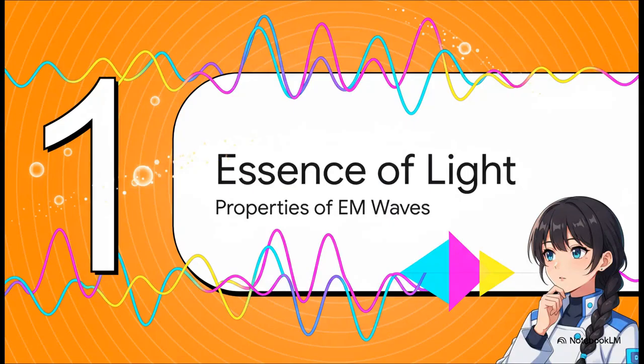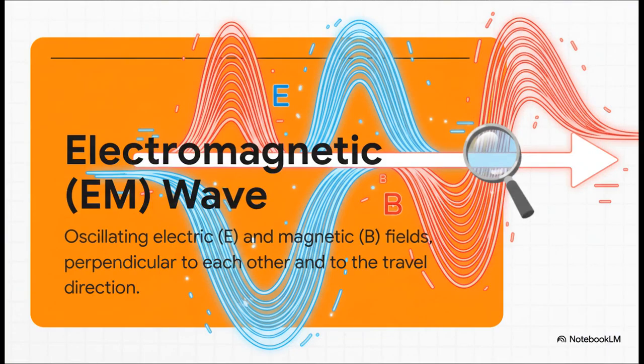First up, let's get to the heart of it all, the fundamental nature of electromagnetic, or EM, waves. I mean, what is light really? At its core, an EM wave is kind of like a dance between two fields in perfect sync. You've got the electric field and the magnetic field. They're both oscillating, but here's the key: they're at right angles to each other, and they're also perpendicular to the direction the wave is actually moving. That whole perpendicular motion thing is exactly what makes it a transverse wave.